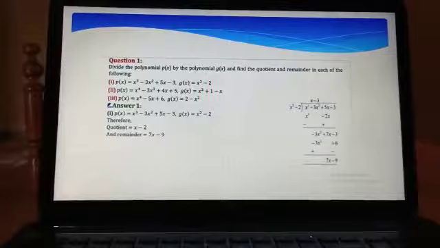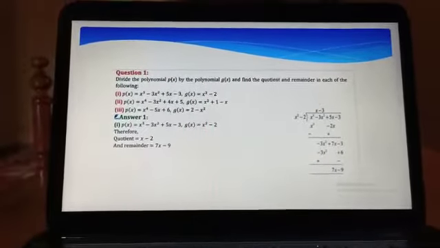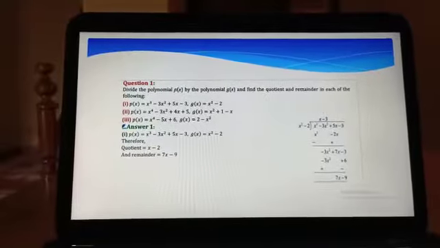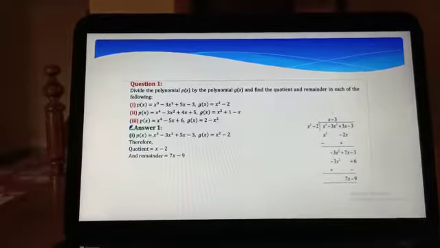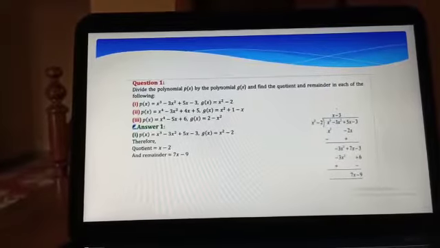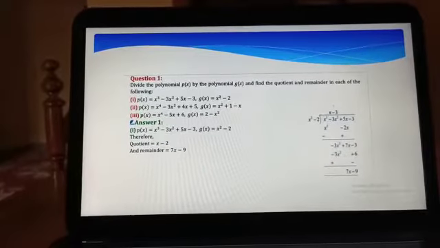Question number 1. Divide the polynomial p of x by the polynomial g of x and find the quotient and remainder in each case.